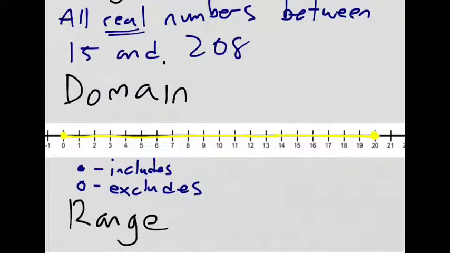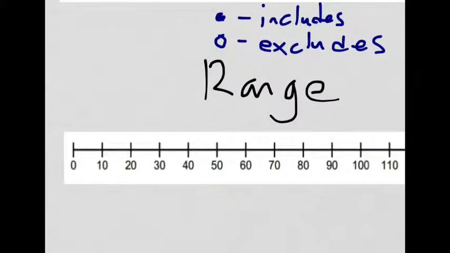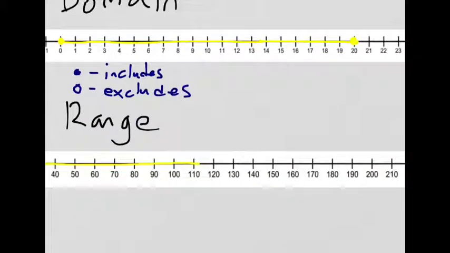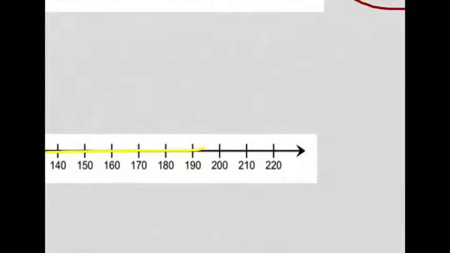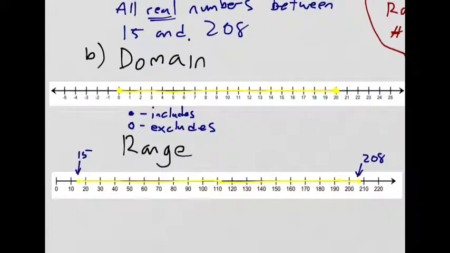Okay, range is everything between 15 and 208. So 15 is right here. Just for clarification, this is 15. And that goes all the way to 208. Keep my line going, all the way to right here, and another big dot to indicate that I am including 208. Okay, so there is domain and range in number line format. I just labeled 15 and 208 there because they're not labeled on the number line.